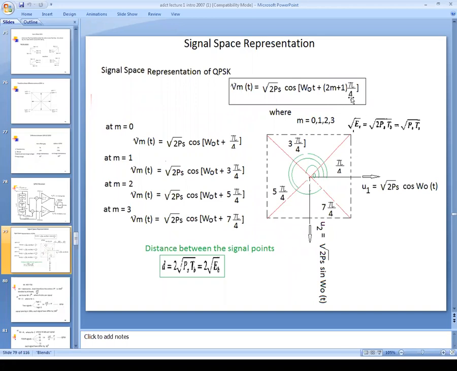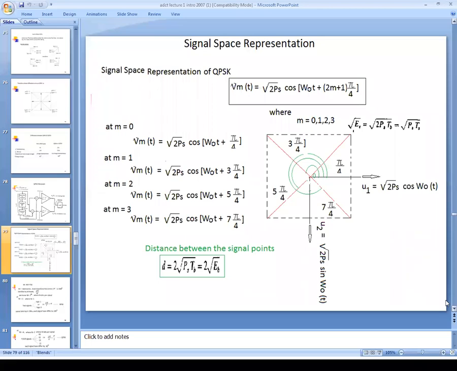So now it is (2m plus 1) into pi by 8. Suppose capital M is equal to 8. The signaling points are taken for small m equal to 0, 1, 2, 3, 4, 5, 6, 7, up to capital M minus 1. So, those are the signaling points. If m is equal to 0, what is the value now?